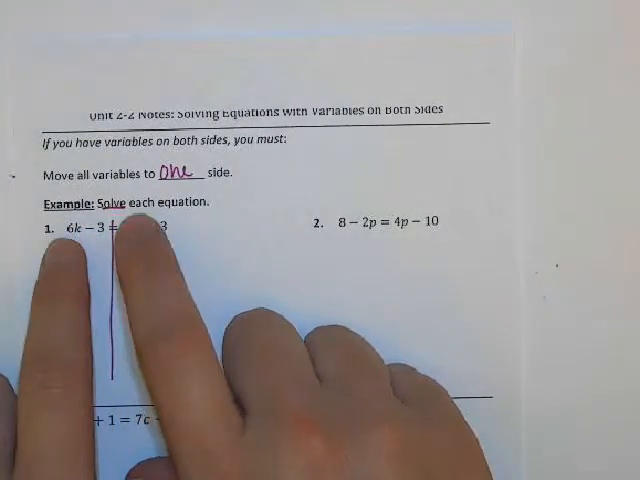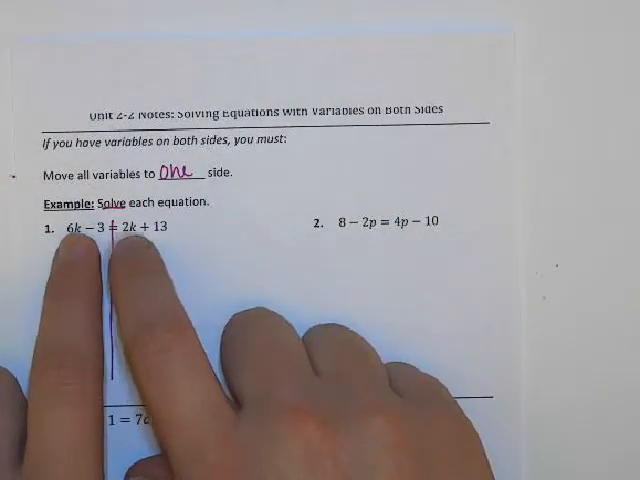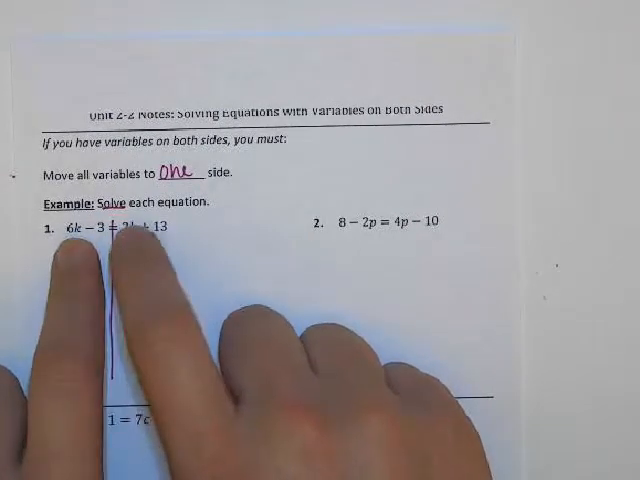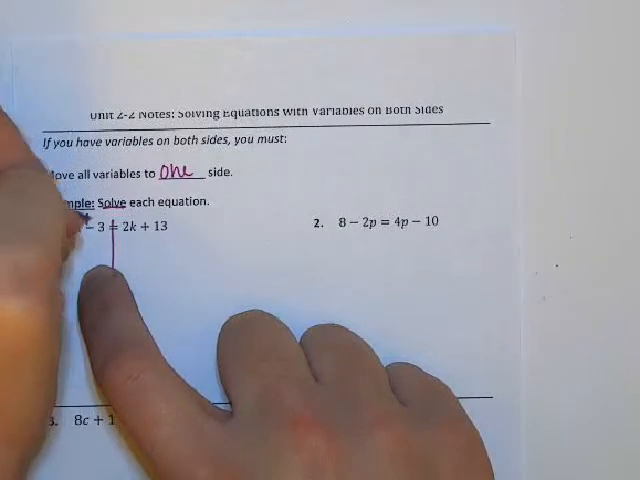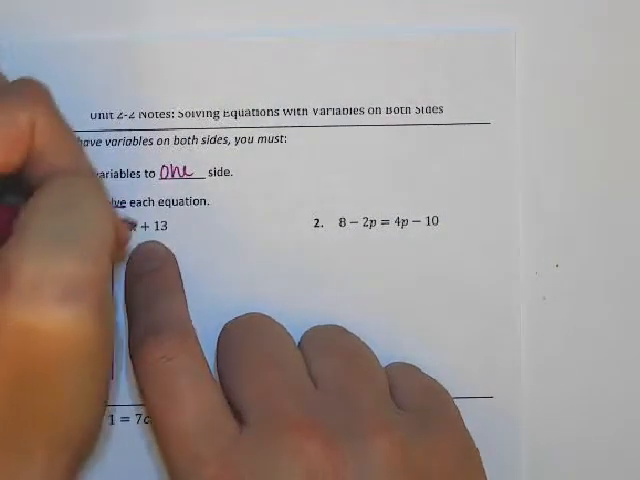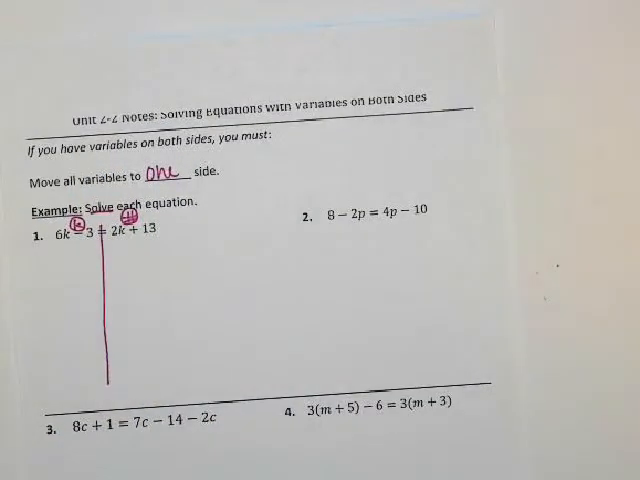Which variable is bigger? Is 6k bigger or is 2k bigger? 6 is bigger than 2, right? I know I said it badly. 6 is bigger than 2, so this is going to be my k side, so put a k and circle it. And this is going to be my number side, so put a hashtag and circle it.